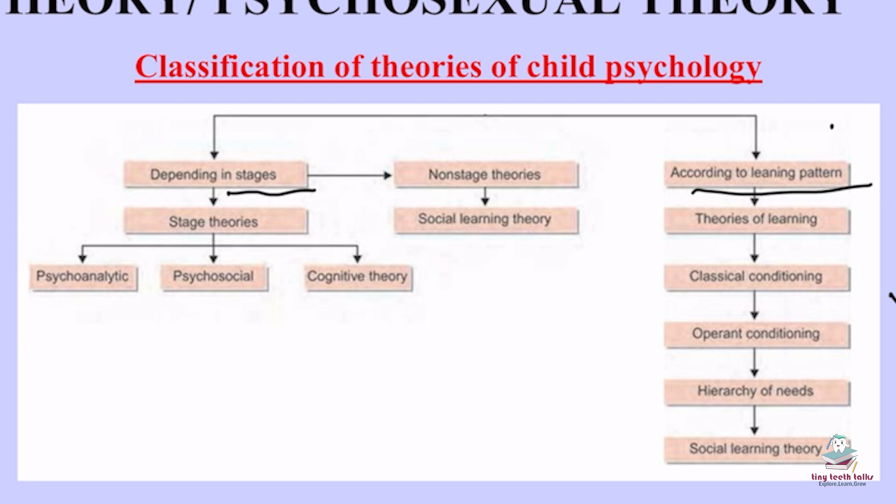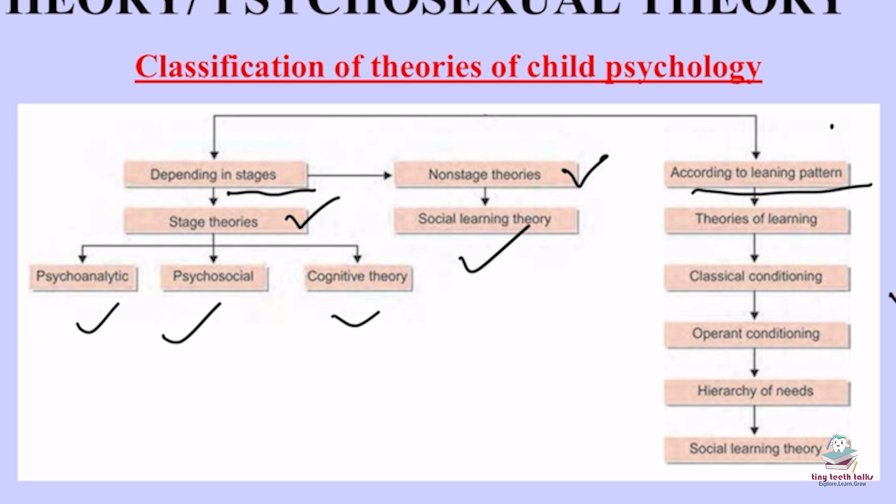So in stages, there are stage theories and non-stage theories. Stage theories means development happens in sequential stages, each with specific characteristics, and you can't skip stages. It includes psychoanalytic, psychosocial, and cognitive theory. In non-stage theory, development is continuous and fluid, not broken into fixed stages, which includes social learning theory.